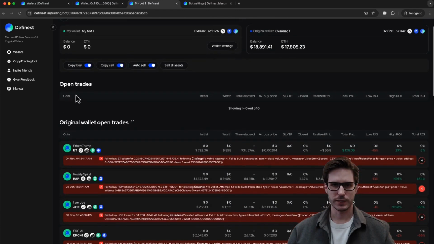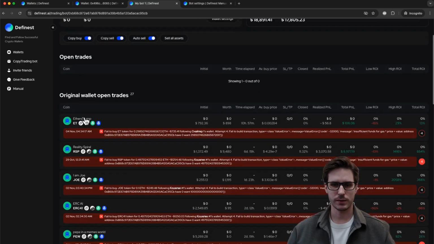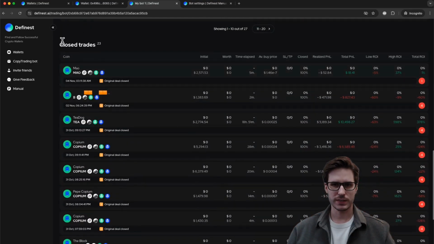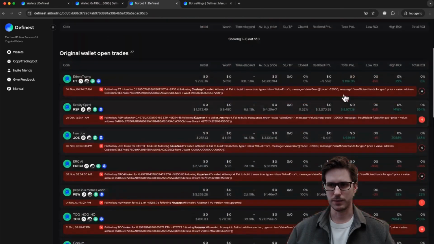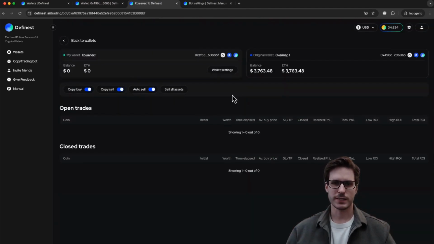So we don't have any open transactions. The original wallet has 27 open transactions and 23 closed transactions. All the errors can be seen inside, but they are all related to the lack of balance. That's it, the bot is set up. It remains to replenish the balance, and the bot will automatically repeat the transactions.